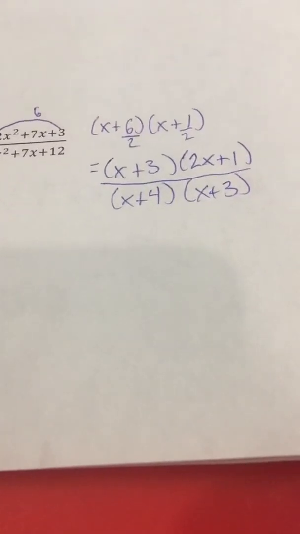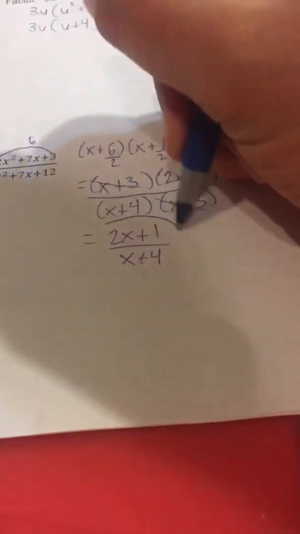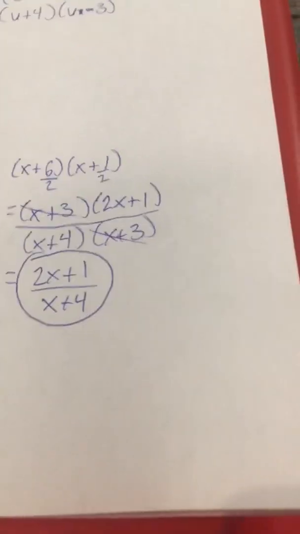Now, again, anything cancel out? The x plus 3's cancel. So my answer is going to be 2x plus 1 over x plus 4. That's the simplified expression. Now, again, excluded values, things x cannot equal.